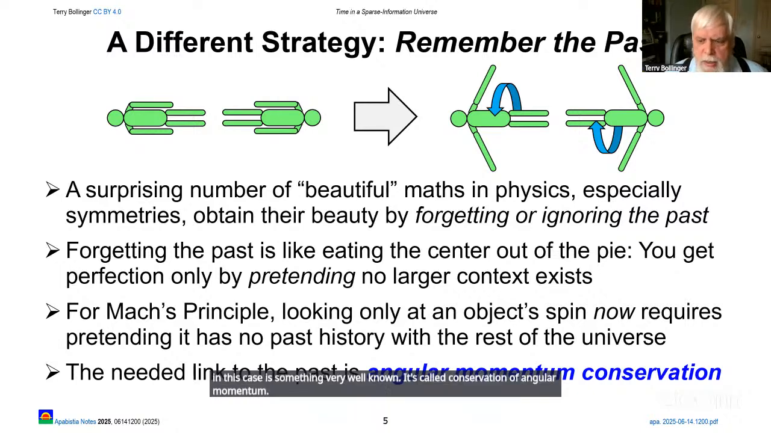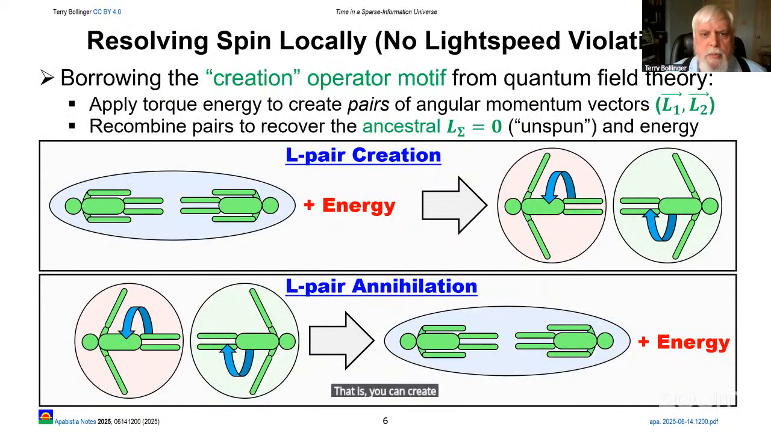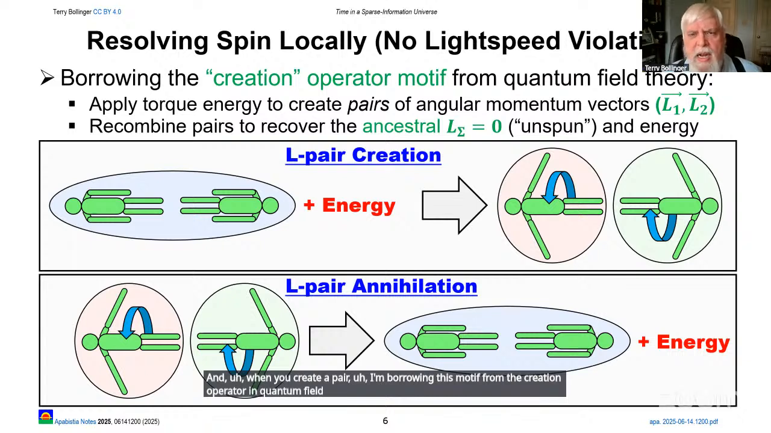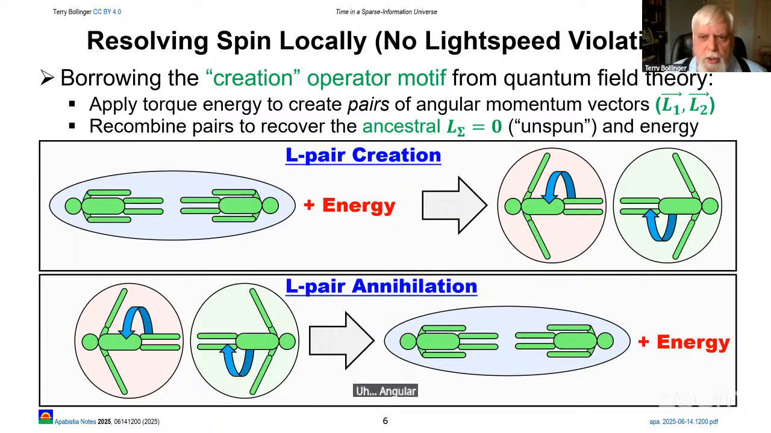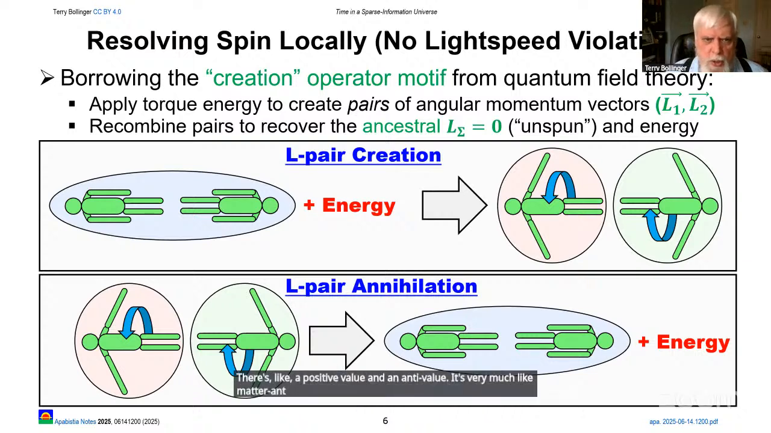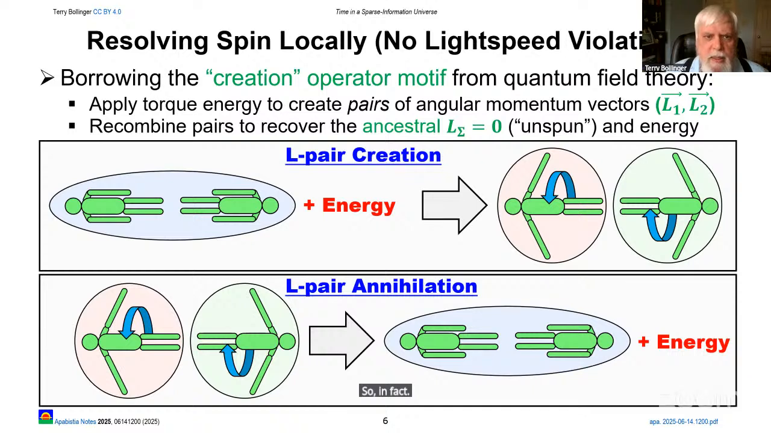That is, you can create angular momentum in pairs. And when you create a pair, I'm borrowing this motif from the creation operator in quantum field theory. I love that operator. Angular momentum is always created in pairs. The pairs are sometimes hidden by the asymmetry of masses, but they're always there. In terms of angular momentum, which is the quantity L, you have a pair that's like a positive value and an anti-value. It's very much like matter, antimatter. So in fact, a closer analogy than you might think.